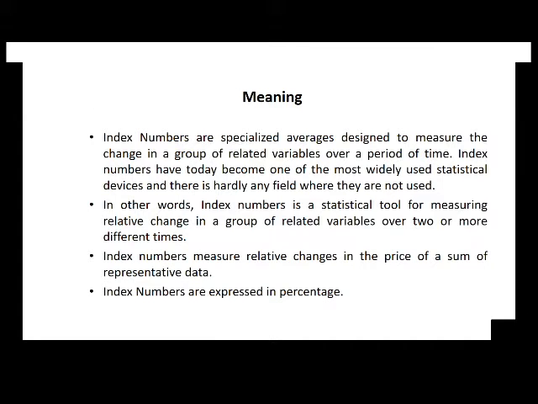So next are some more meanings of index number. Index numbers are specialized averages designed to measure the change in a group of related variables over a period of time. Index numbers have today become one of the most widely used statistical devices, and there is hardly any field where they are not used.